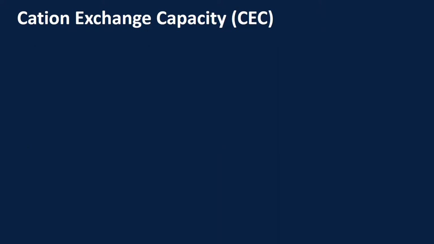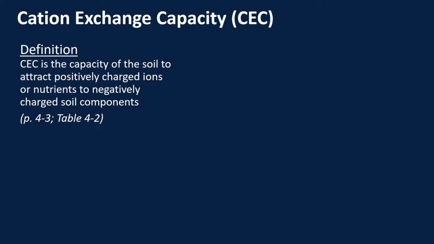The next thing we're going to look at is cation exchange capacity. And just like looking at nutrient availability or pH or soil organic matter, this is a measurement that helps us know our capacity of our soil to hold nutrients. So we look at the definition here. The definition of cation exchange capacity, or CEC, is the capacity of the soil to attract positively charged ions or nutrients to negatively charged soil components. So that's our awesome definition there.